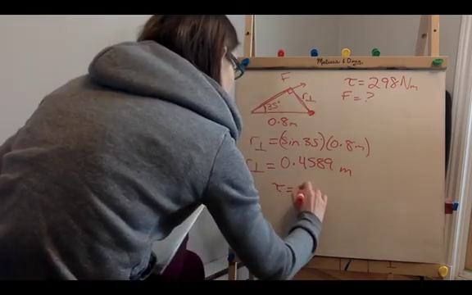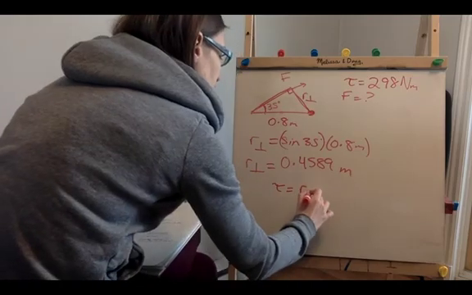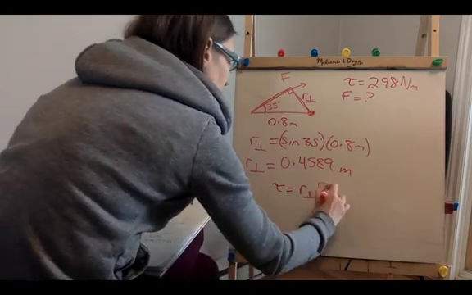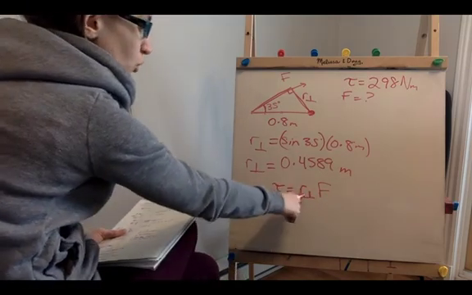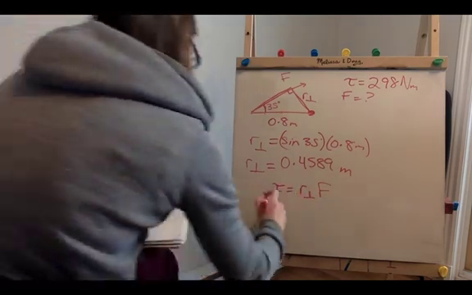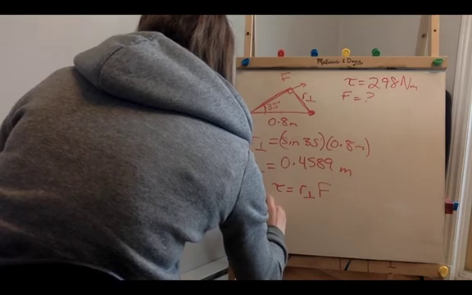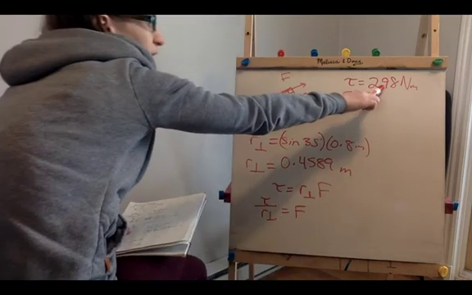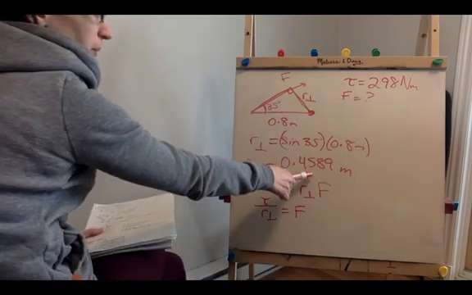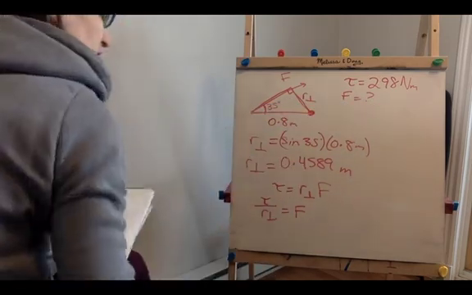Torque equals the length of the lever arm, which is perpendicular to the force, multiplied by that force. And we're looking for the force, so we just need to take our torque and divide it by the length of that lever arm. So we're taking that value of 298 and dividing it by the 0.4589.